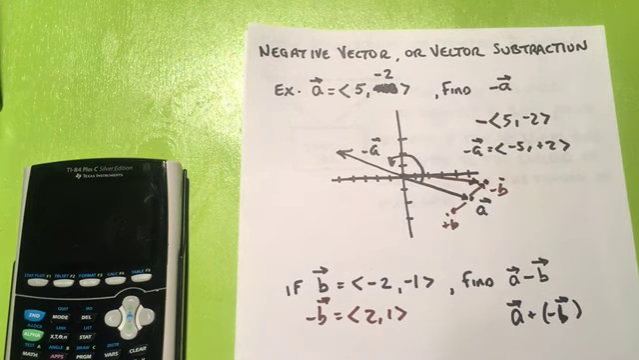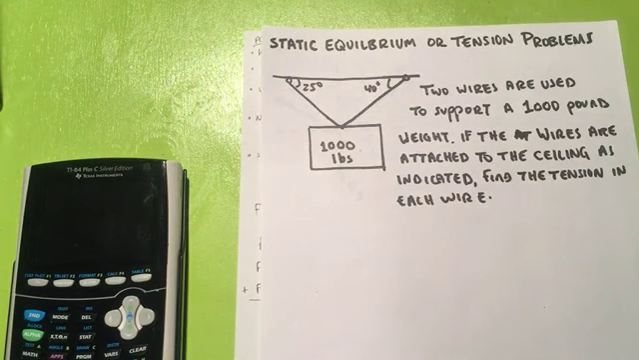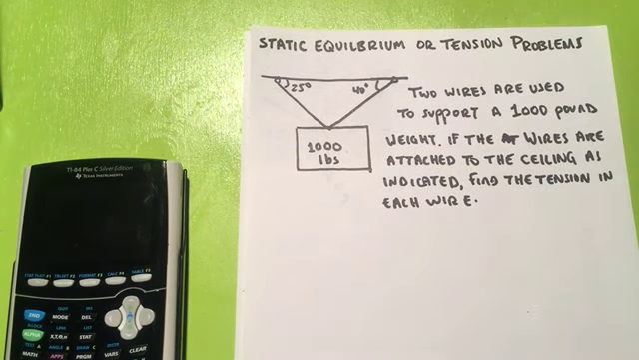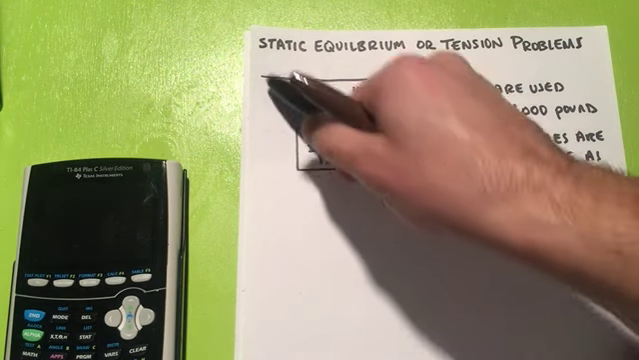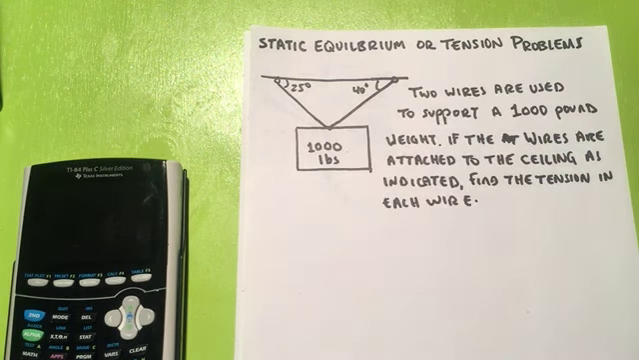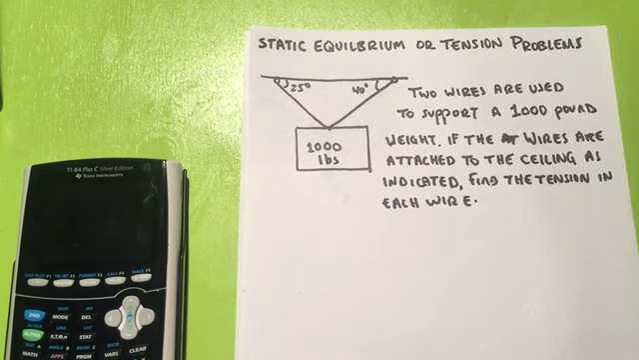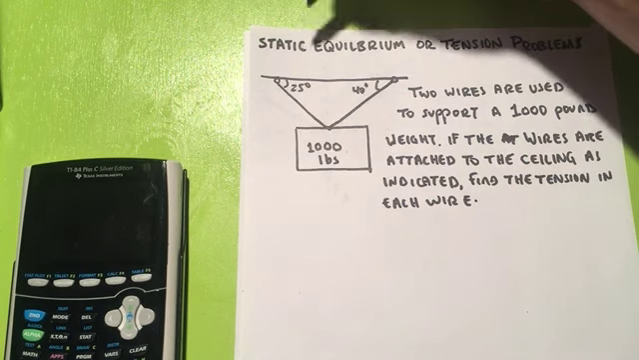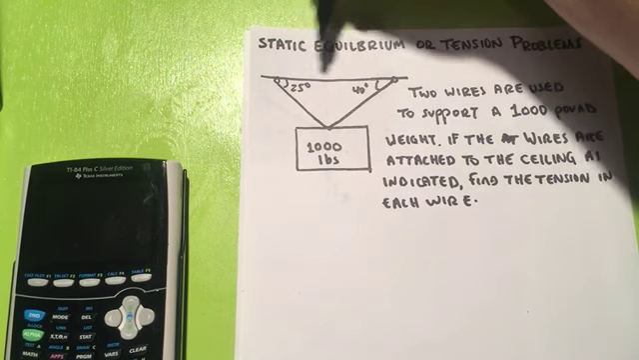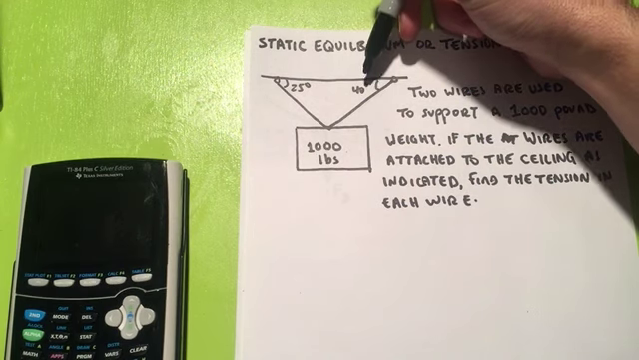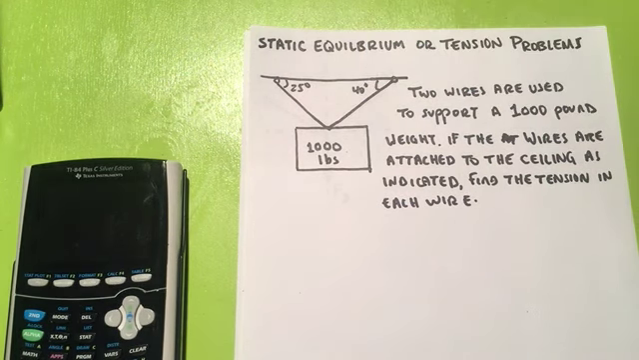Now, the last type of problem that we're going to be looking at right now is what we call static equilibrium, or sometimes tension problems. So here I have an example. We have a 1,000-pound weight supported by 2 wires going up, connecting to the ceiling. Now these wires, our task is to figure out the amount of tension that is being supported by each one. Now these 2 wires are attached to the ceiling at a 25-degree angle on one side, a 40-degree angle on the opposite side.